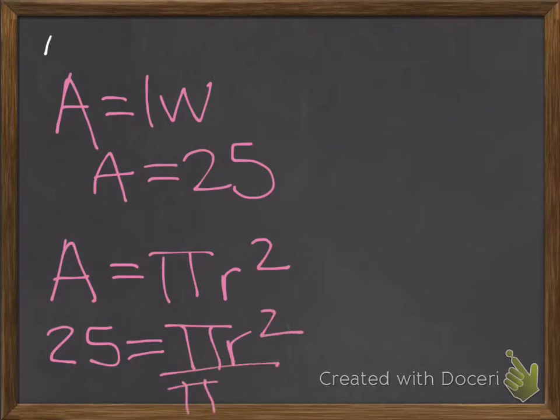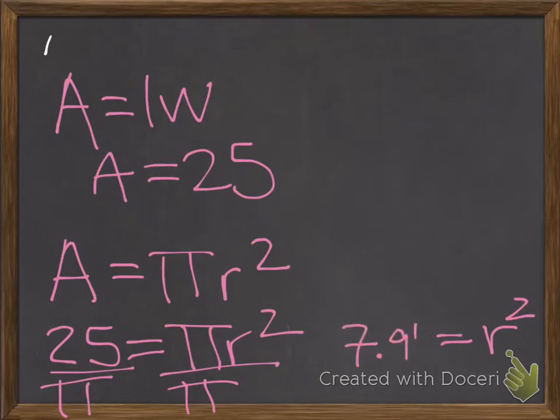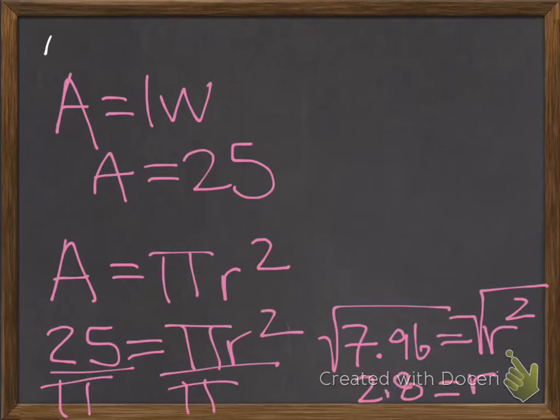And then we divide by pi, and we get r squared equals 25 divided by pi, which is about 7.96, and then we have to take the square root to get just r. So the square root of 7.96 is about 2.8, or 2.82. And that gives us our radius.